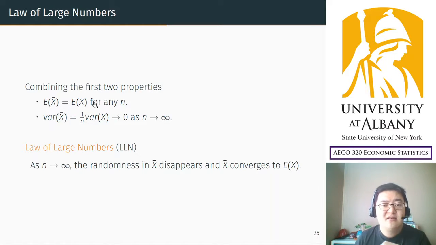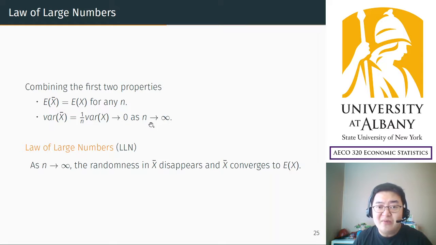The first property says no matter what the sample size is, the expectation is the original expectation. The original expectation is the same for all sample sizes. And the second property says the variance of the average decreases as sample size increases, and in the end it will be zero when n increases to infinity. Then combining these two means, so first observe this.